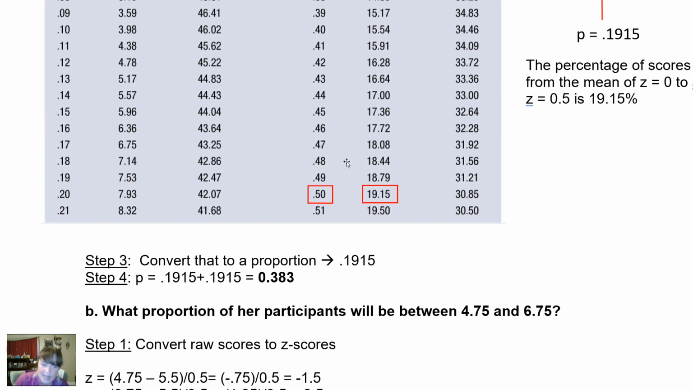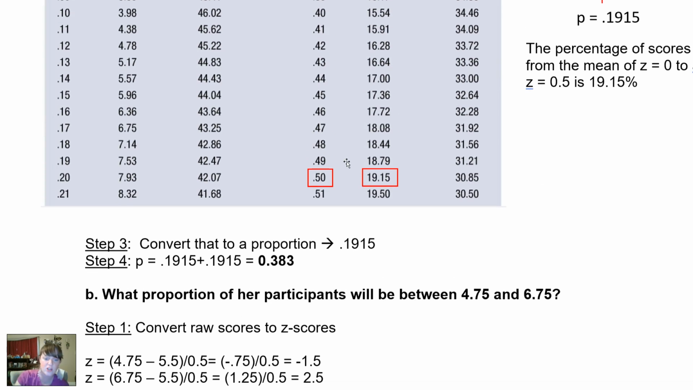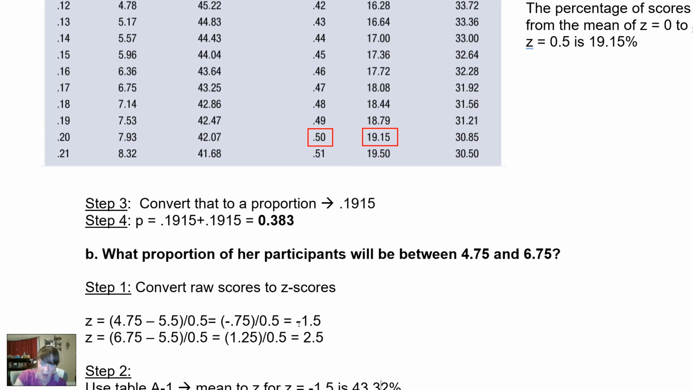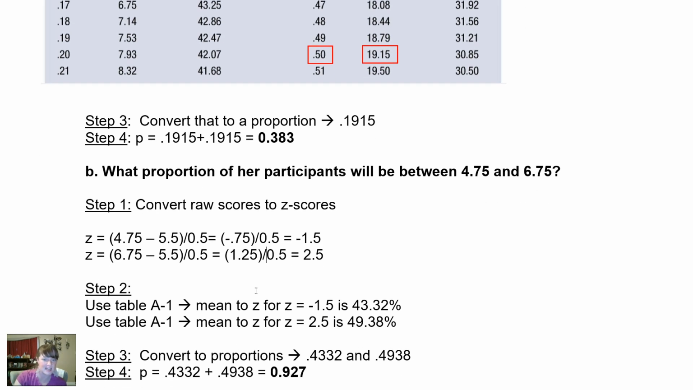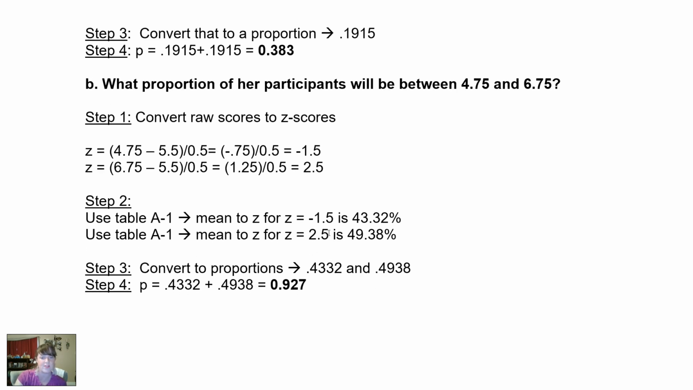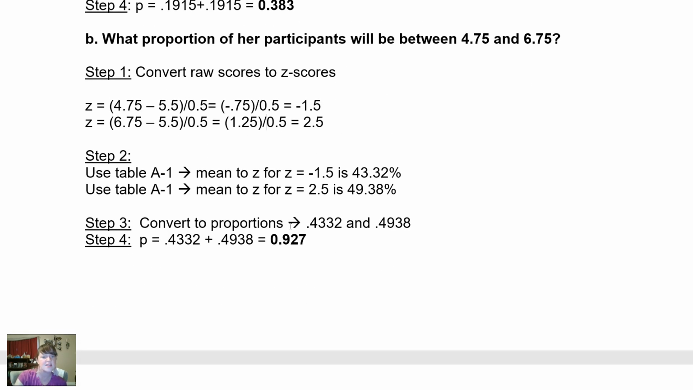Now again, I don't need a negative z-score. I can just look up the mean to z for positive 1.5, and that mean to z will be exactly the same for negative 1.5. So I look it up and I find that it is 43.32%. I do the same thing for 2.5. And because negative 1.5 is below the average and positive 2.5 is above the average, if I want the proportion between them, I'm going to add those two proportions together. And so let me draw that for you.